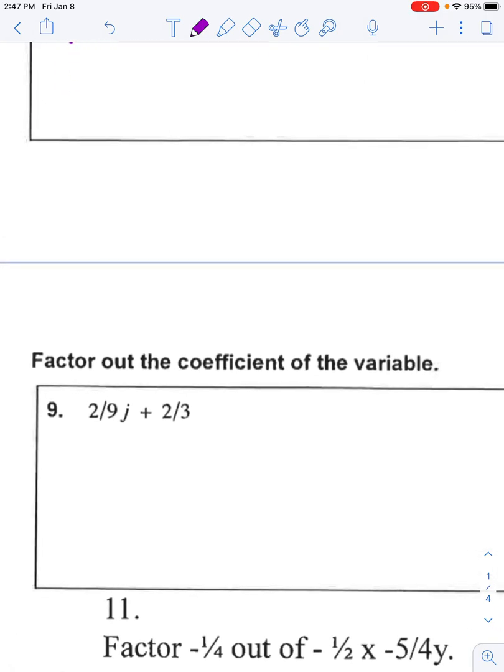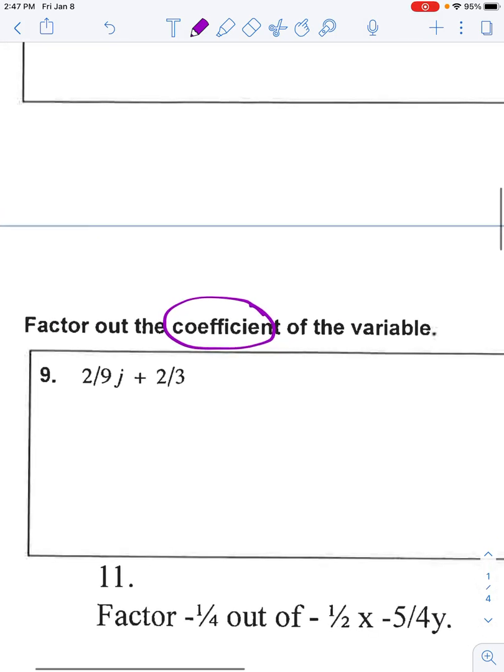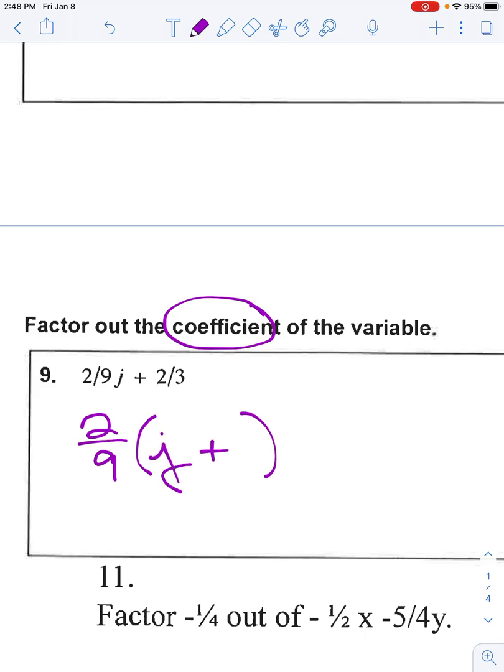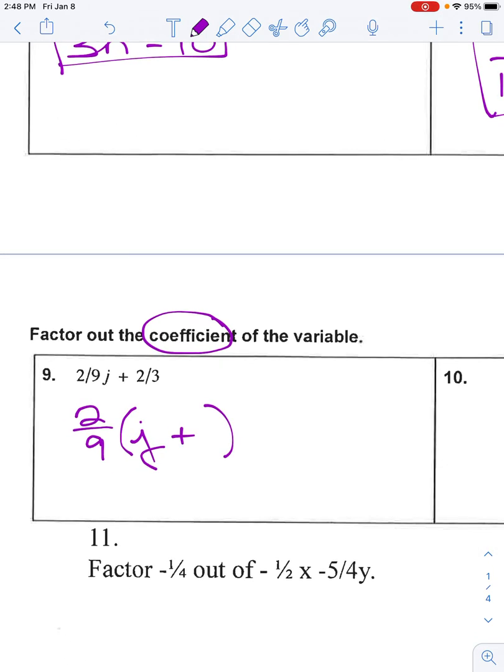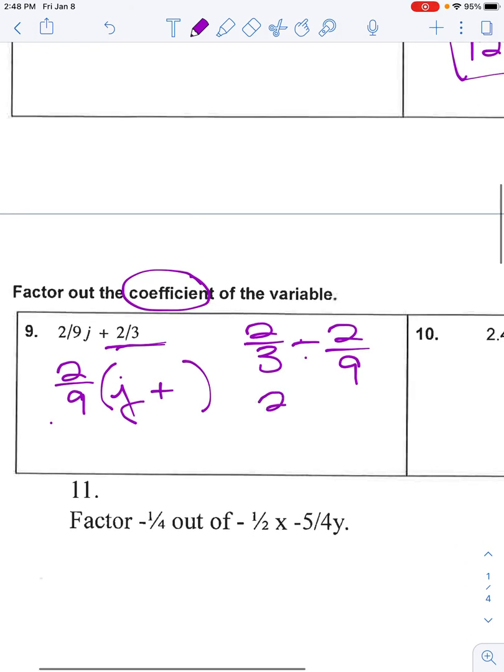9 and 10. Okay, now we're going to factor out the coefficient. Remember, the coefficient is the number in front of the letter. So in 2/9 j, the coefficient is 2/9. So we're going to factor out a 2/9 and see what that leaves us with. It leaves us with a j. And then remember that we're going to start with 2/3 and we're going to divide by what we factored out. So 2/3 divided by 2/9.